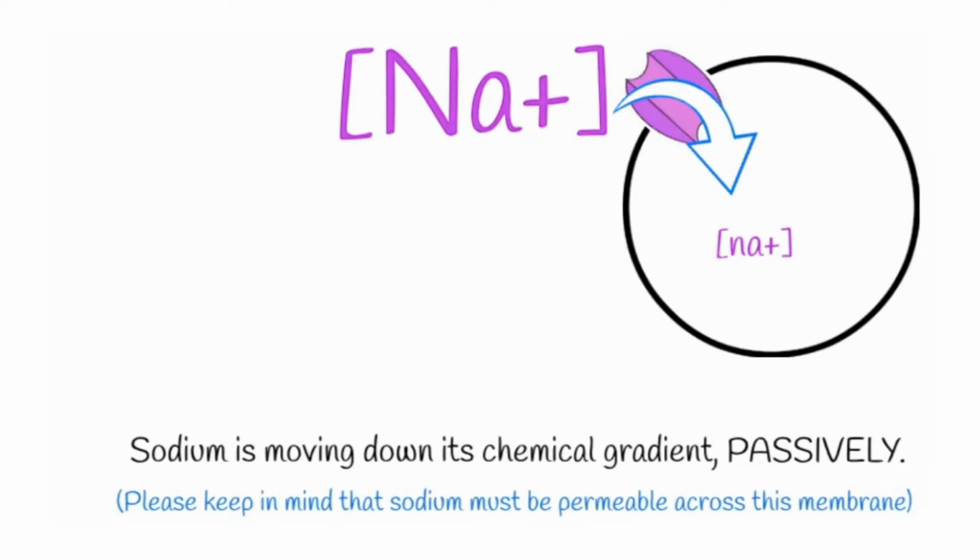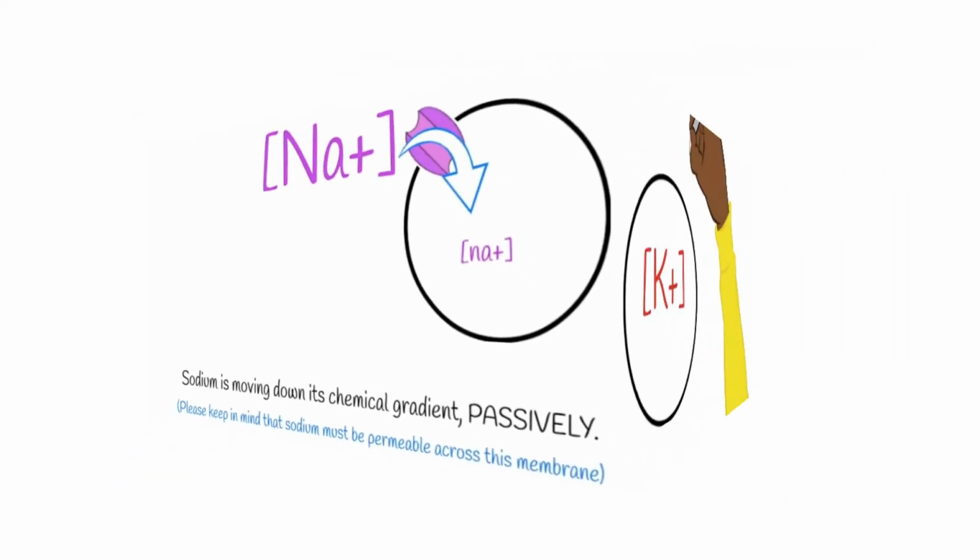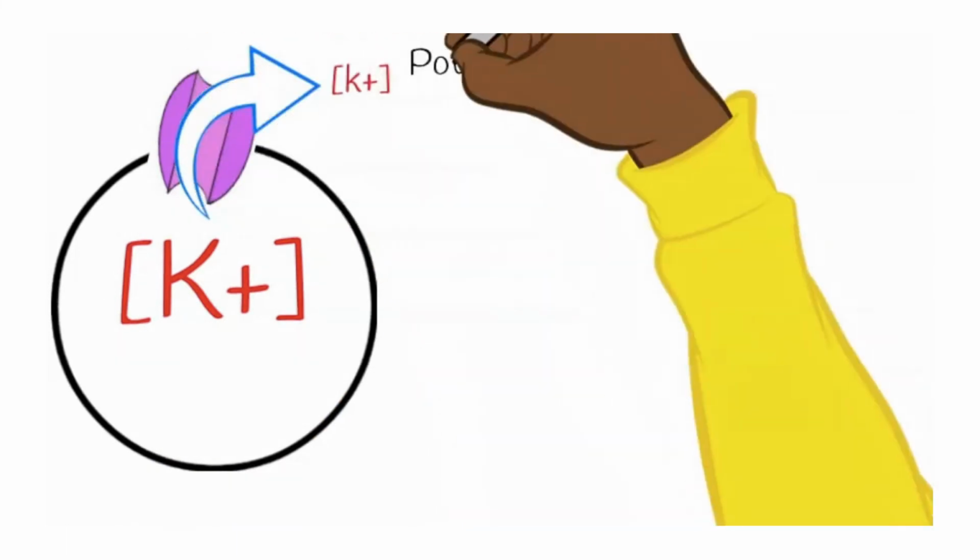As long as that channel is open and available to sodium, sodium is going to move down its chemical gradient into the cell. That is a passive process. Nothing needs to happen for sodium to move into the cell other than a route or avenue or channel through which it can pass. Now let's look at potassium. As we can see, potassium has that channel we talked about.